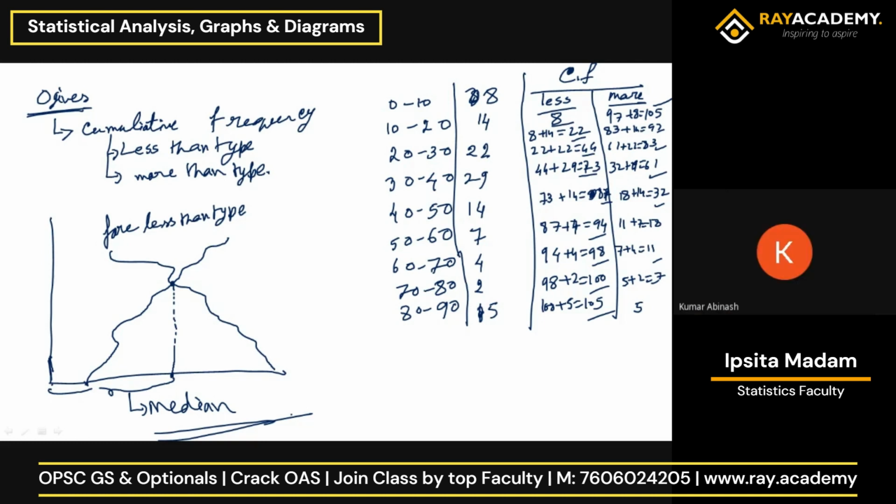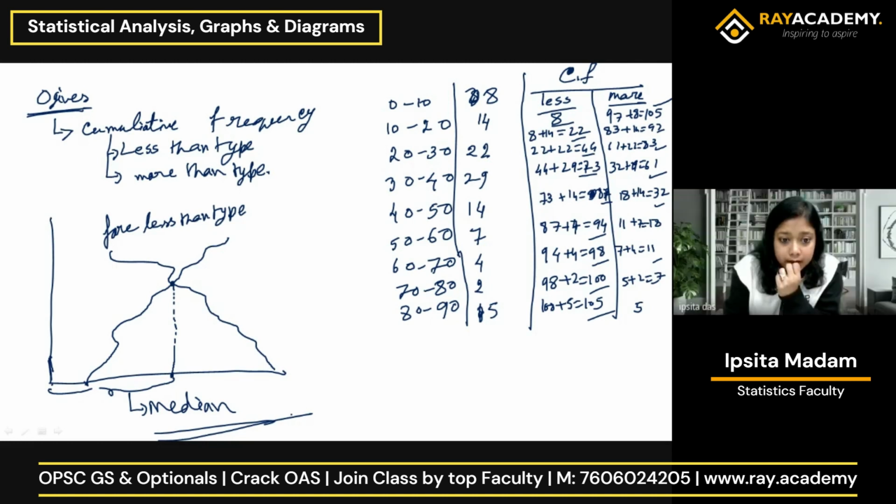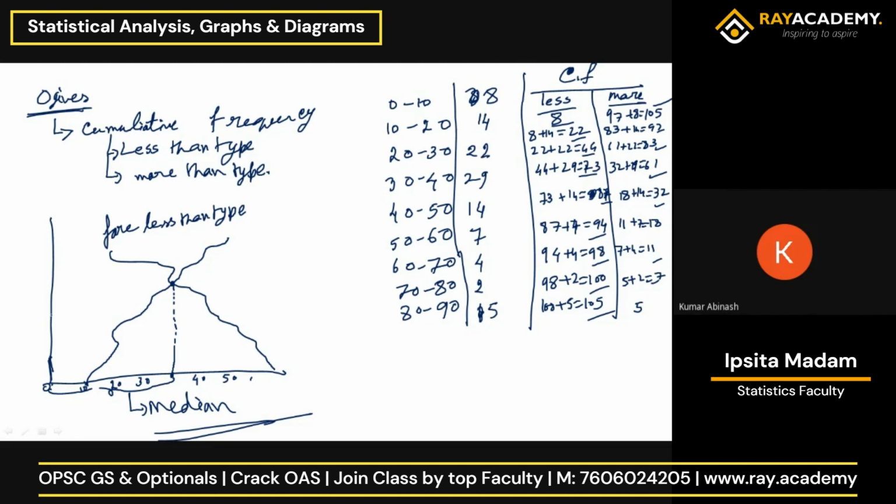Ma'am, what will we take on the x-axis, the less than cumulative frequency or the lower limit, the upper limit of the range? On the x-axis, you take the range, that is 0, 10, 20, 30, 40, 50. And for the y-axis, you take the frequencies. Now clear? Yes, ma'am. Thank you.